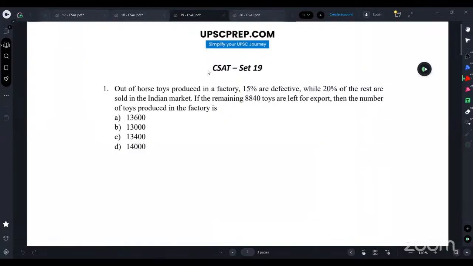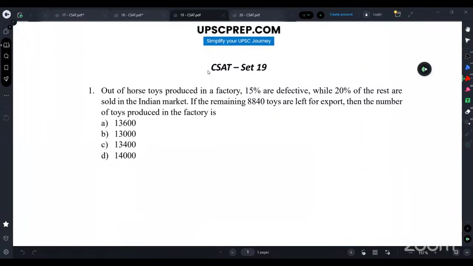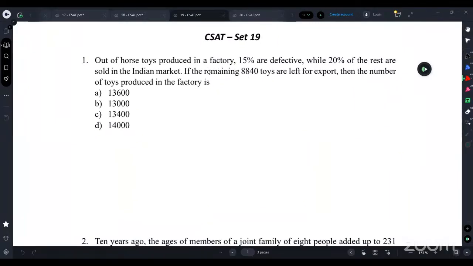See now guys, set 19, first question. Out of horse toys produced in a factory, 15% are defective, while 20% of the rest are sold in the Indian market. If the remaining 8840 toys are left for export, then the number of toys produced in the factory is.